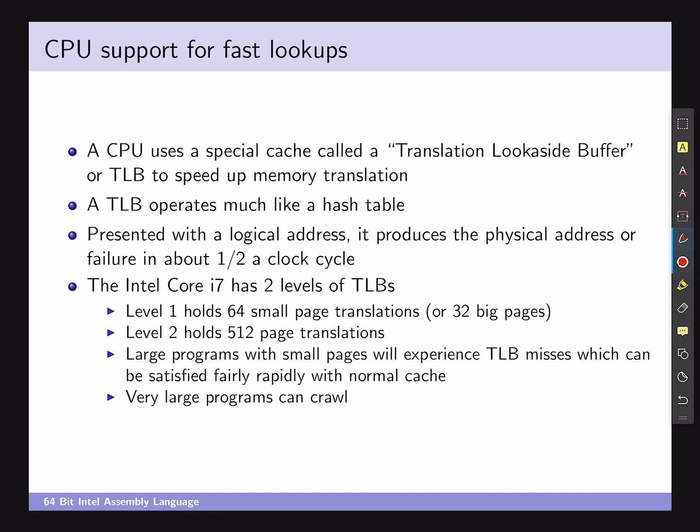Now, how much of the space do we actually have available to us? It depends largely on the architecture you're working with. If we consider a relatively old system, an Intel i7 from the first generation of i7, about 2009, level 1 cache, so that's the closest to the CPU we can get before we're actually dealing with registers, would hold 64 small page translations. And level 2, which is still fast but not quite as fast as level 1, would hold 512 page translations.